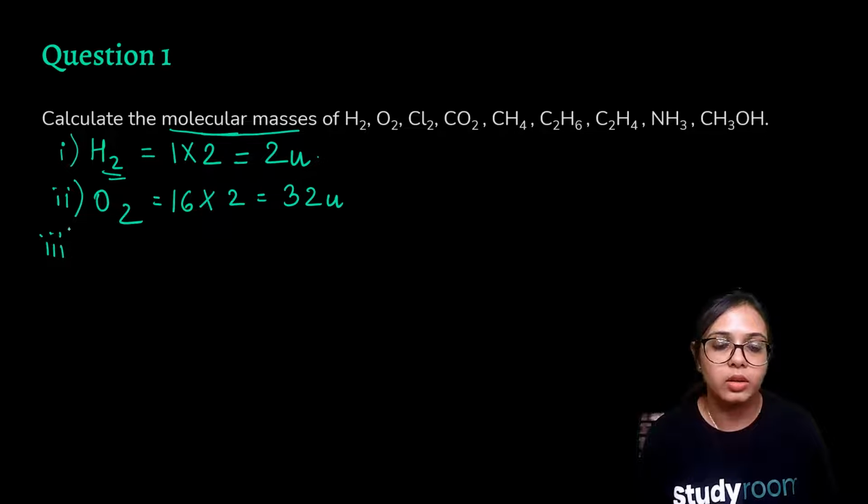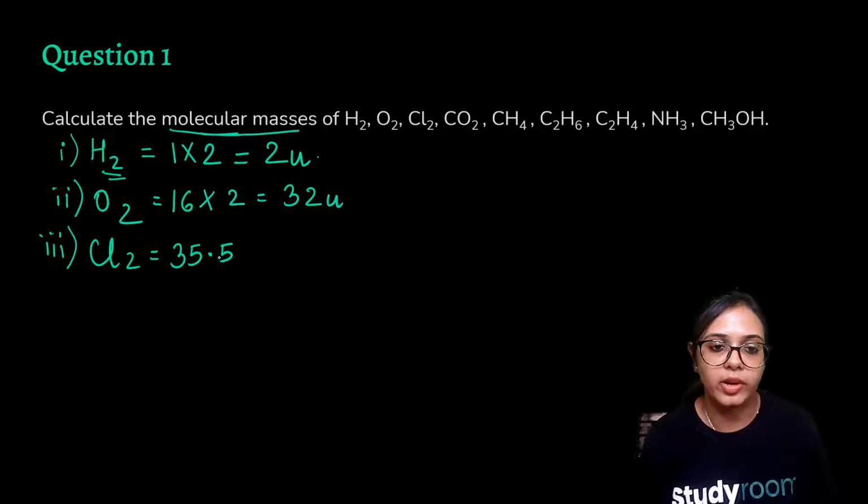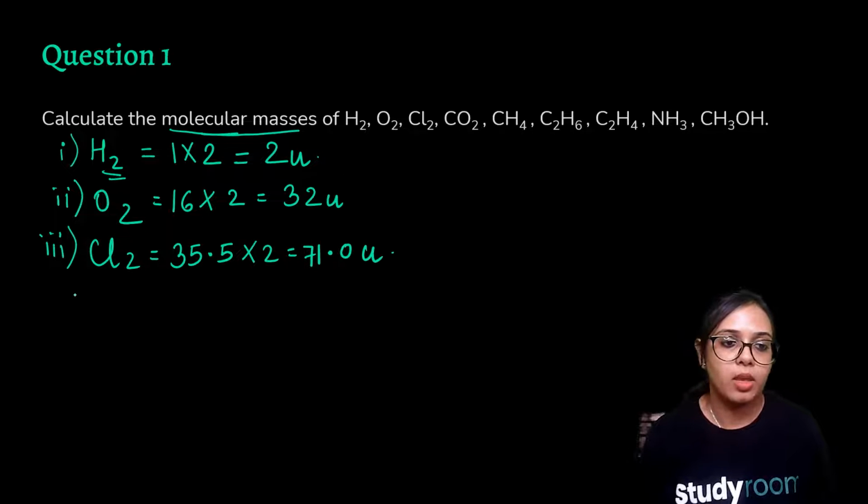Moving on, we have chlorine. For chlorine, the atomic mass unit is 35.5. We will be multiplying it by 2 and we will be getting 71U.